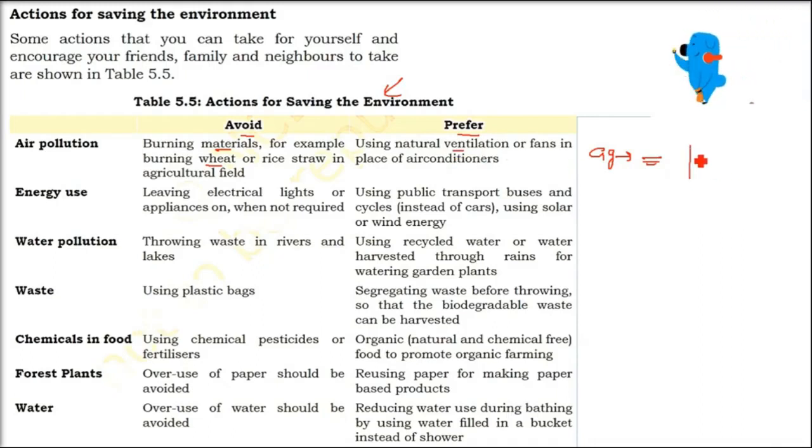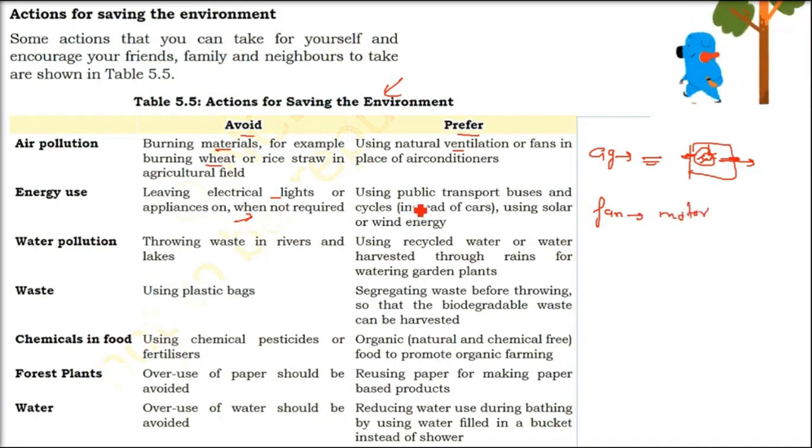And there are things also like natural ventilation or fans that you can use in place of air conditioners. In the daytime also you are using fans, and in offices lights are on even if somebody is not there. Energy use: don't leave electrical appliances on. Even though lights are LED etc., wherever you have a motor, don't use it because a motor takes a lot of energy. Always use public transport, buses, cycles, and a car only when it is absolutely required. Use solar and wind energy.